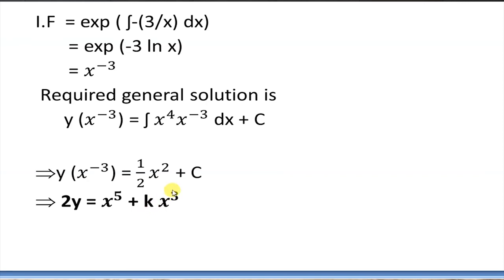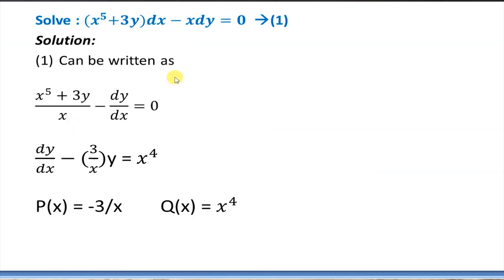We write 2c as some other constant, anyway that is an arbitrary constant, so we write it as k, or we can write 2c itself. So k into x cube, this is the required general solution of the given differential equation. So this is how we solve the differential equation when we know the given differential equation is linear.